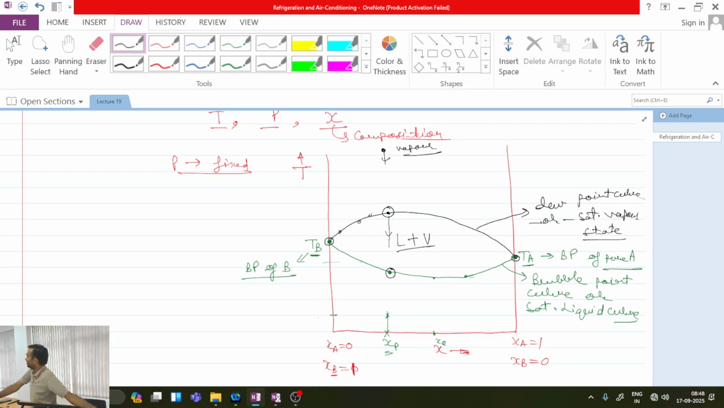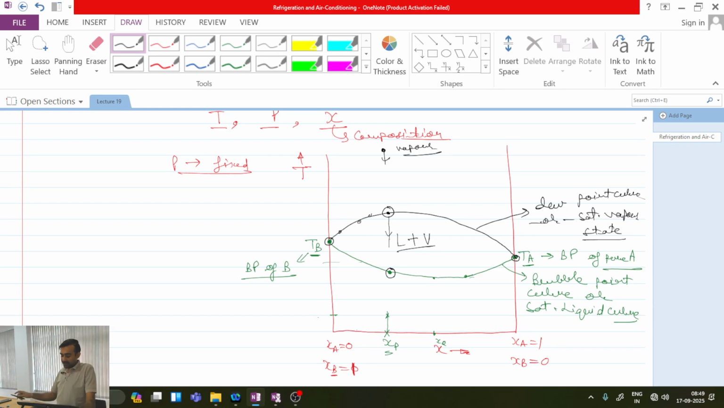Again, very important statement. For a pure substance, during the phase change process temperature remains constant, but for a mixture, during the boiling process temperature increases, and during the cooling process temperature decreases. So for a mixture, during phase change, temperature does not remain constant. All are clear with this point?